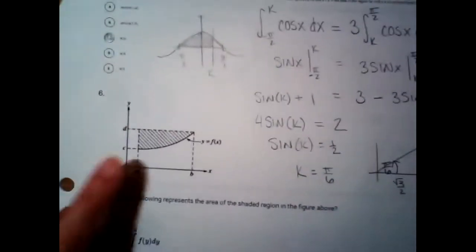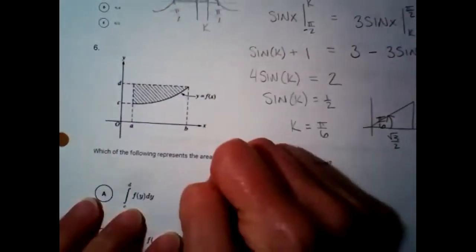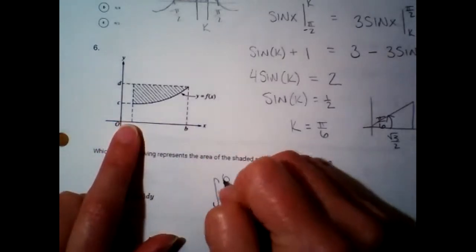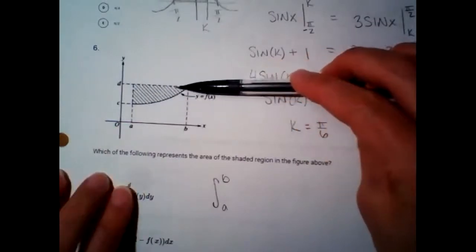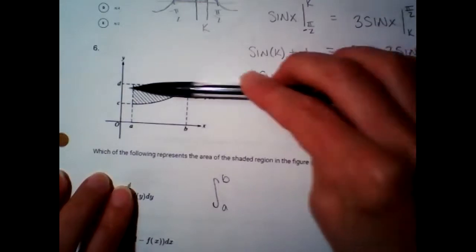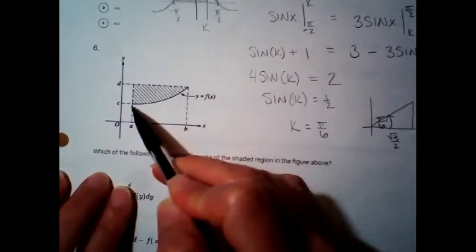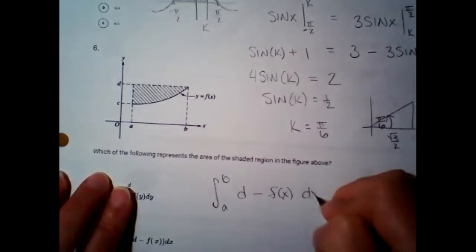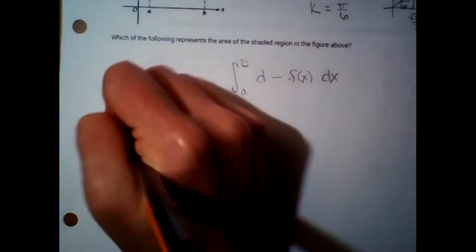All right, number 6. We're using this graph right here. It says, which of the following represents the area? All right, so we are going to integrate from a to b, and then it's the upper graph minus the lower graph. So the upper graph is just d, that's just a constant function d, minus this lower graph is f of x, and then dx. So let me see which one matches that. Integral a to b, d minus f of x, that's going to be b.